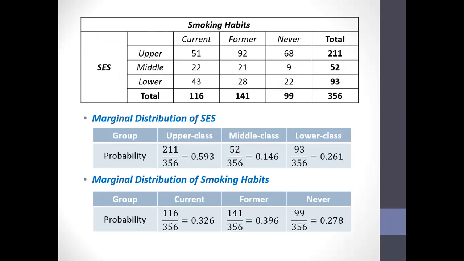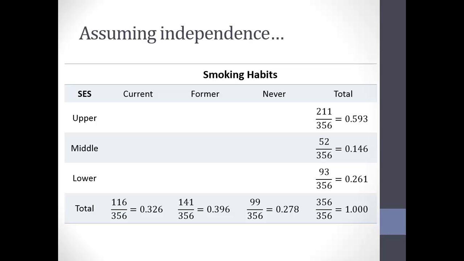So there at the top is our table again. We can do marginal distributions. Marginal just involves the bottom row and the far column there. So we have SES. We can look at upper, middle, and lower class and think about the probability of being in each of those groups marginally. Same for our smoking habits. And now we can fill in our probabilities of falling into each of these cells here.